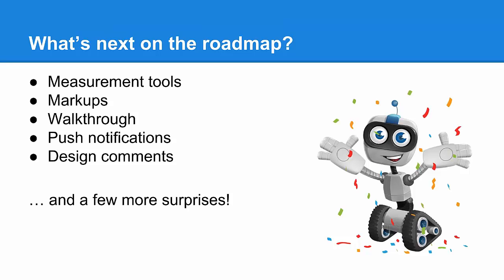So what else is coming up next in our roadmap for mobile? We also started working on measurement tools, so you can measure distance in both 2D and 3D designs. Markups, same as comments, we're going to introduce markup conversations, and you can mark up on the design itself and just see it. The walkthrough that I just introduced, notifications, the design comments, which I showed you a sneak preview of, and you've got a lot more surprises coming up. So just stay tuned, folks.